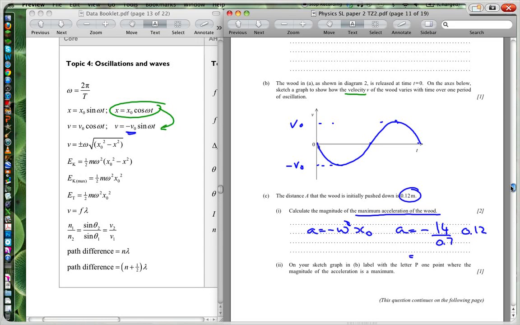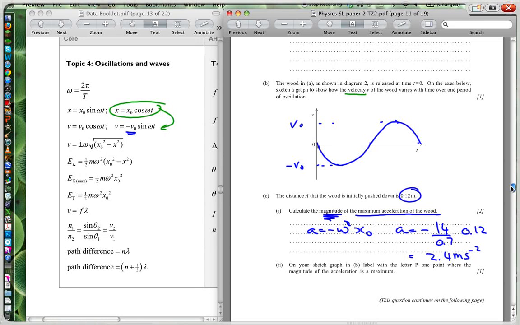we get 2.4 meters per second to the minus 2. We don't actually have to worry about the negative sign, because that obviously changes, because we were asked to find just the magnitude, so we're looking just for that value there.